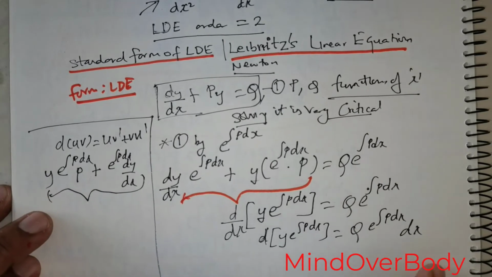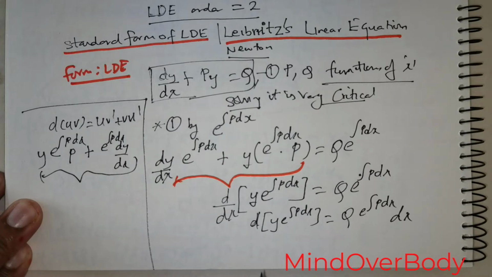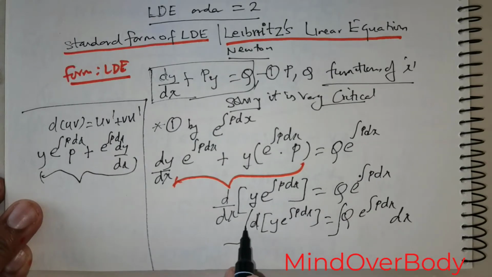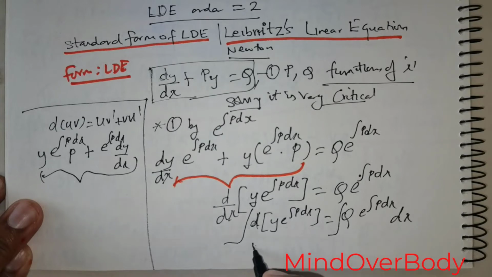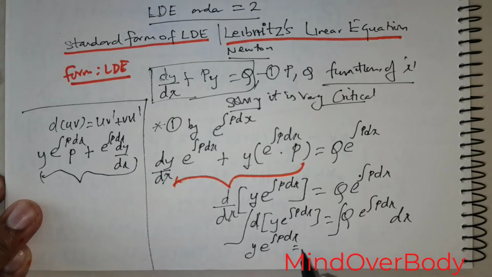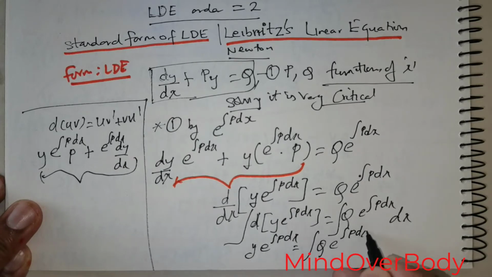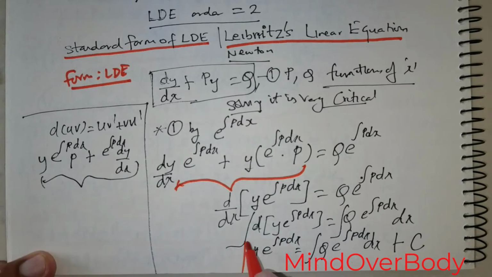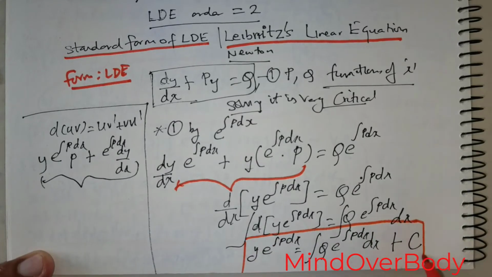Now I want to get rid of this d, so I wish to integrate both sides. This integral and the d will get neutralized, thereby giving me y times e raised to the power of integral p dx is equal to integral of q times e raised to the power of integral p dx times dx. Since I am integrating, there will be a presence of an arbitrary constant. So the solution of a linear differential equation is this.